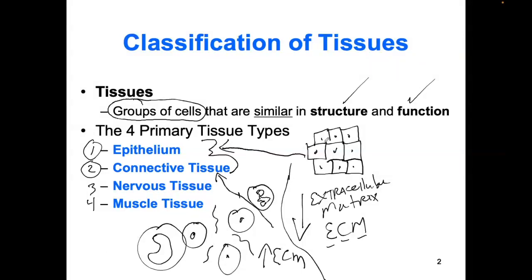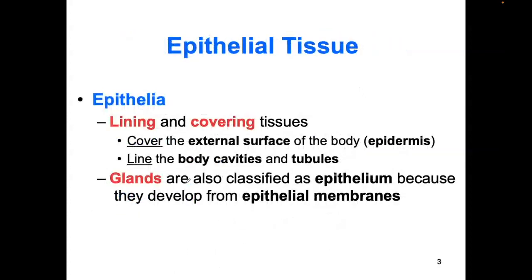So that's the first question you would ask yourself if you were asked to determine whether a tissue is epithelium or connective: are the cells closely packed together or not? If they're closely packed together, they have little extracellular matrix, and that's epithelium. If it's made up of cells that are far apart, not closely packed, with lots of extracellular matrix, that's connective tissue. Okay? Keep that in mind.